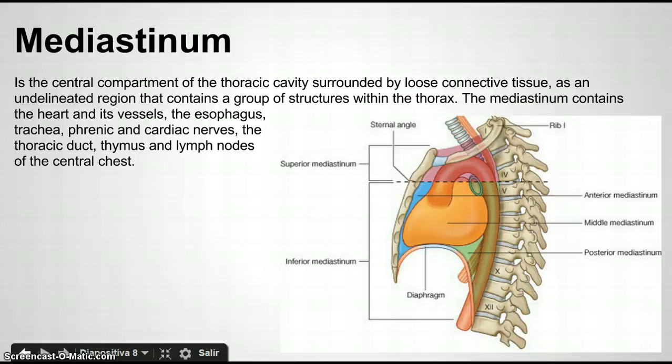Mediastinum is the central compartment of the thoracic cavity surrounded by loose connective tissue. It is an undelimited region that contains a group of structures within the thorax. The mediastinum contains the heart and its vessels, the esophagus, trachea, phrenic and cardiac nerves, the thoracic duct, thymus and lymph nodes of the central chest. It is also divided into two parts, superior and inferior.